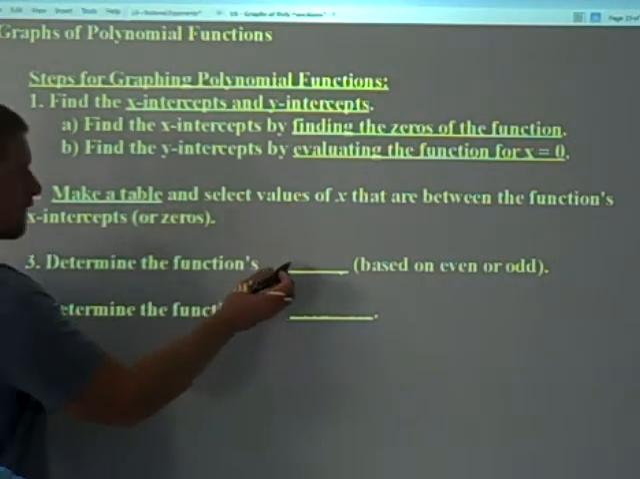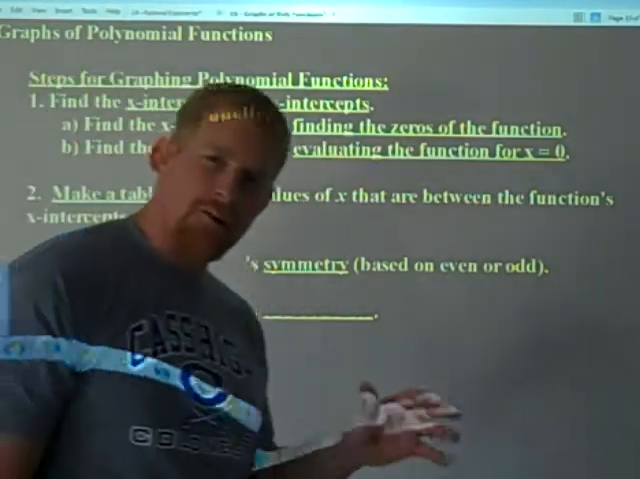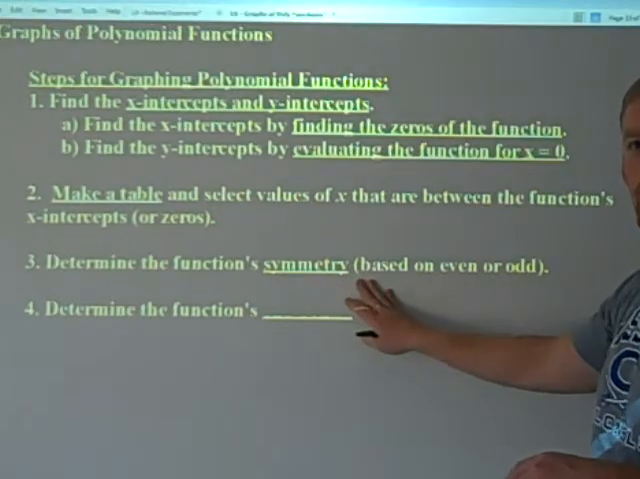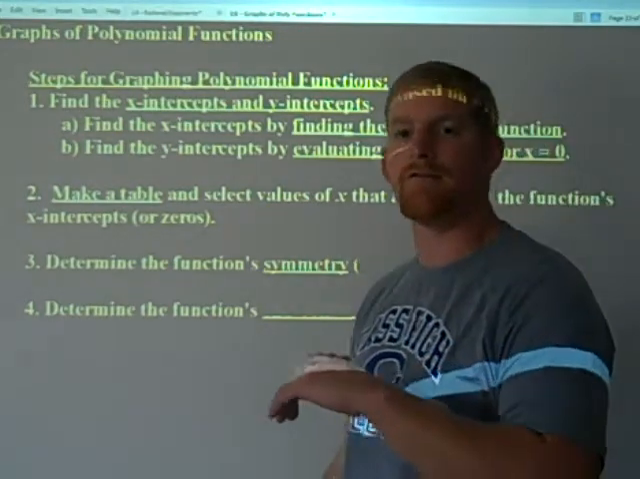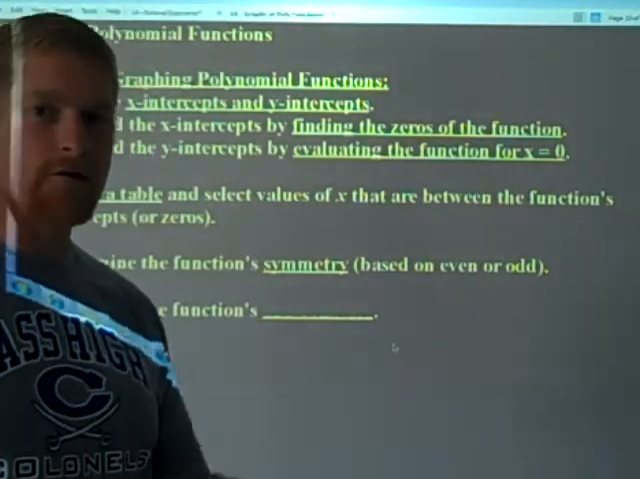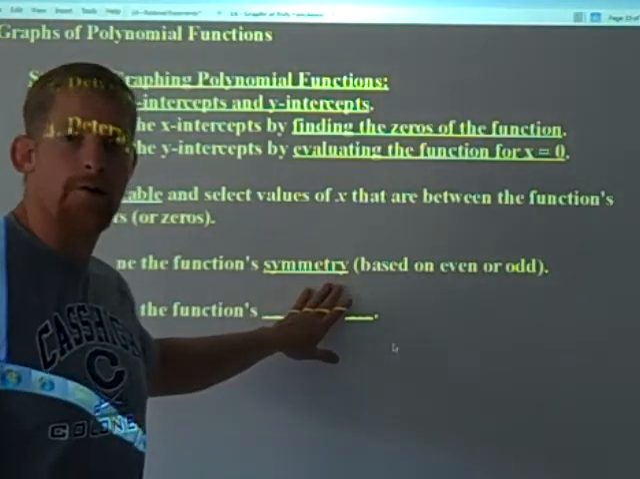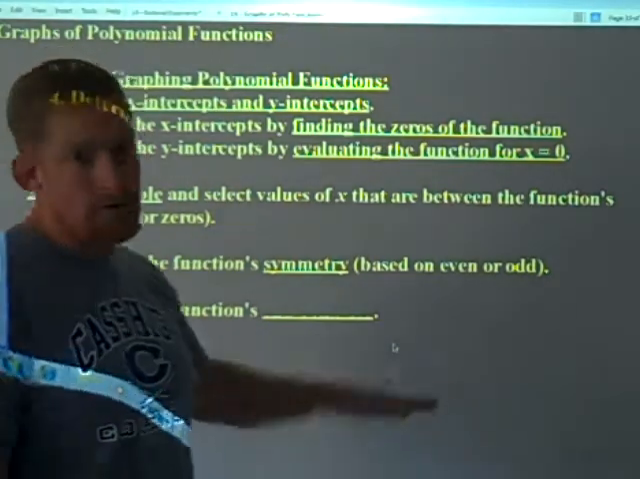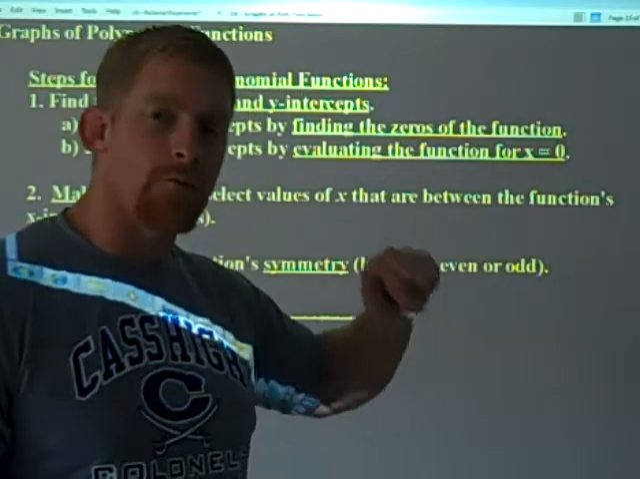The third thing is determine the function's symmetry. Alright? Is the function even? Is it going to be odd? We talked about this on the first day. A function is even if all the exponents are even, and a function is odd if all the exponents are odd. If it's not all even and it's not all odd, then it's neither. But symmetry plays an important role when it comes to graphing. Because if I know it's supposed to be symmetric across the y-axis and it doesn't look that way, I must have graphed something incorrectly, or I evaluated one of my zeros incorrectly.